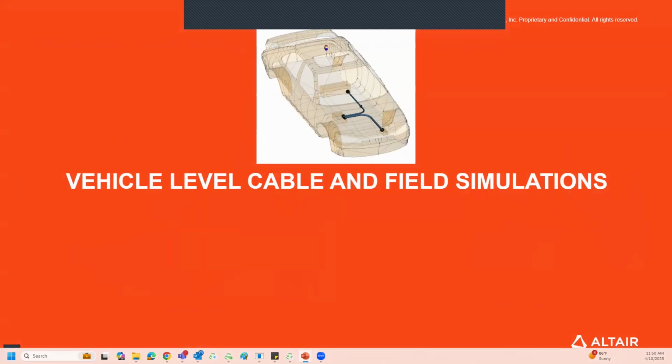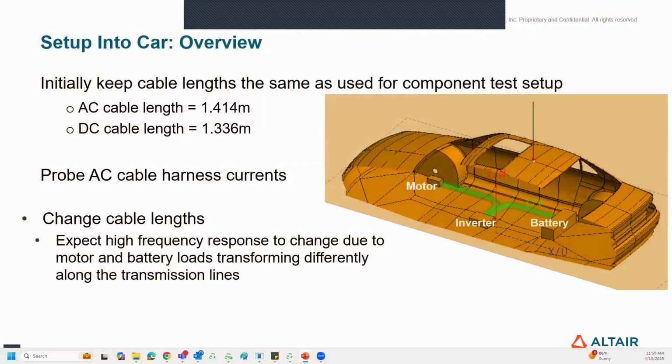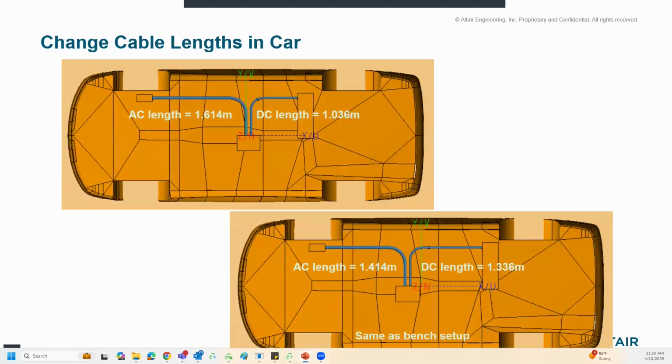Now, let's look into the cable and field simulations at the vehicle level. The CISPR 25 bench setup is now transferred into the car. Here, we will look into the radiated emissions by varying the lengths of the cables. Once again, the output will be the load voltage at the monopole, which is located on the roof of the car. Here you can see two different configurations for different lengths of the AC and DC cables. The bottom configuration has cable lengths similar to the bench setup we saw previously.